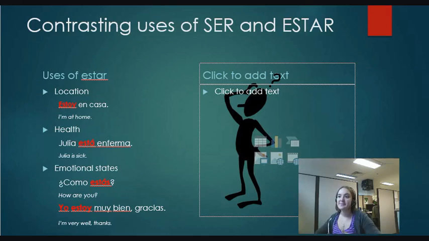Here are some of the very specific uses for estar. I said things that are more temporary, but there are also other uses for estar. First one I have here is location. If I want to tell you where I'm currently sitting, estoy en casa, I'm at home.